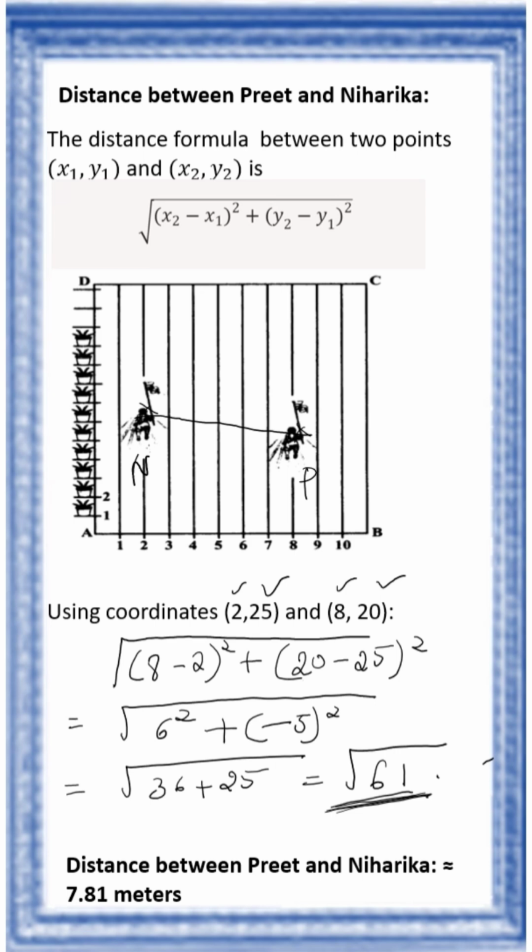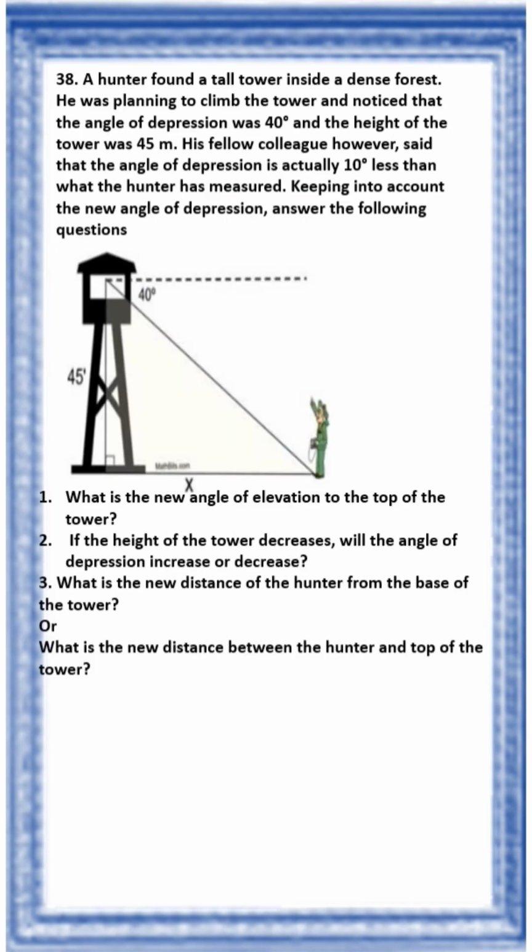Now the 38th question. A hunter found a tall tower inside the dense forest. He was planning to climb the tower and noticed the angle of depression was 40 degree and the height of the tower was 45 meter. His fellow colleague, however, said that the angle of depression is actually 10 degree less than what the hunter has measured. Keeping into account the new angle of depression, answer the following questions. What is the new angle of elevation to the top of the tower?